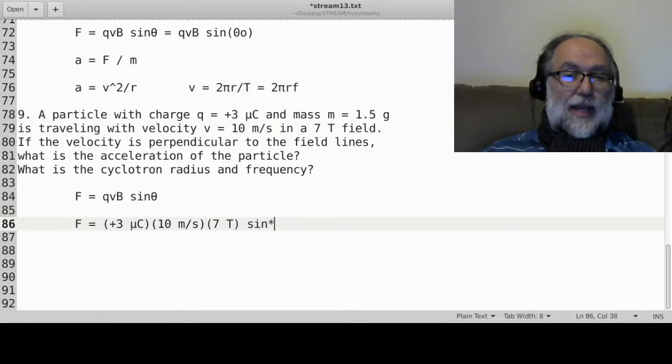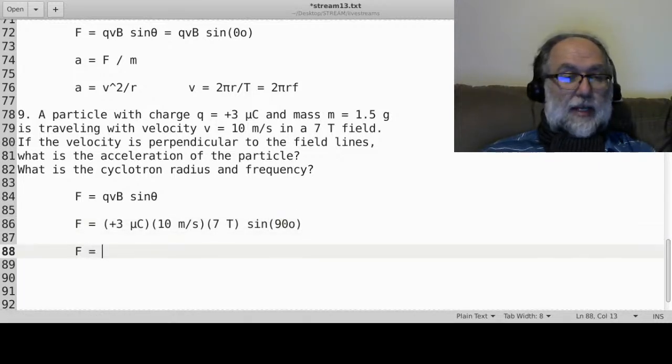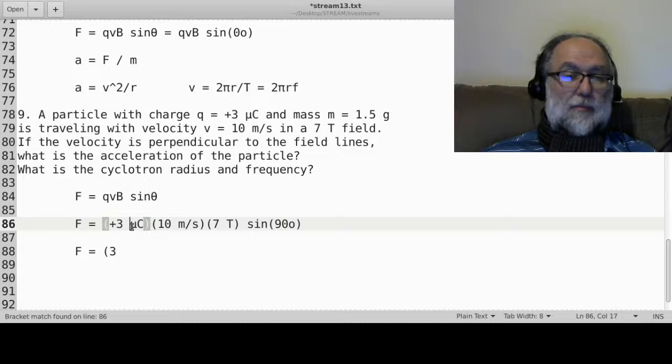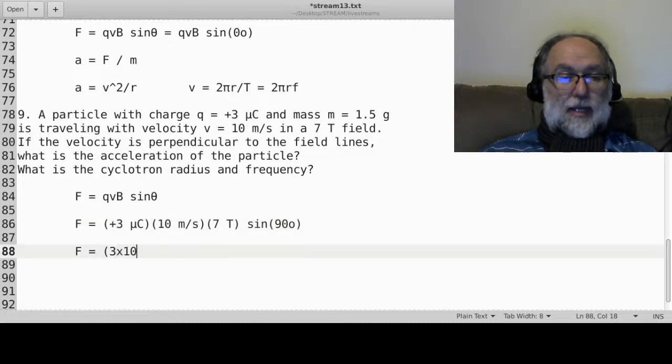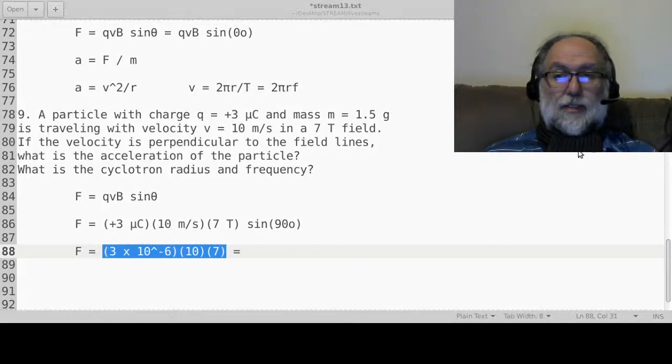And then you get the sine of, and now we're perpendicular. Perpendicular means 90 degrees, and the sine of 90 degrees is 1. So F is going to equal 3 microcoulombs; coulombs is MKS, but not micro. The micro is times 10 to the negative 6. And then 10 times 7, like that. That's going to give us our force in newtons. This is going to be a fairly small force, but let me do that.